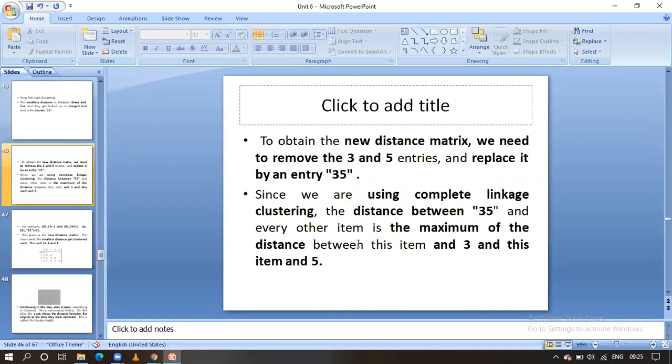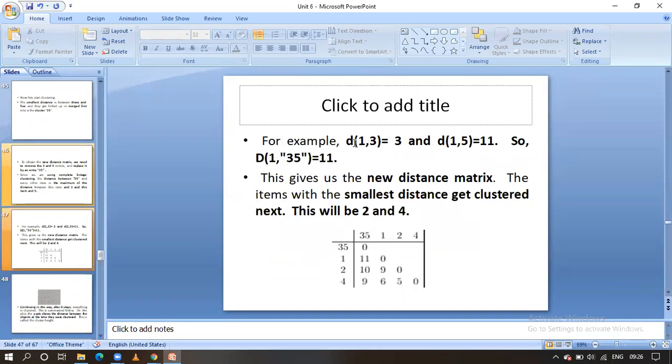For updating the distance matrix, guys, for 35, how are we going to get the values? The maximum value of the distance from 3 and 5, we have to place in 35. When we take the distance from 3 to that cluster, and likewise from 5 to that cluster, whichever has the maximum value, we have to update in the distance matrix for 35. Here previously the distance between 1 and 3 is 3 and between 1 and 5 is 11. Which one is the maximum value? That we have to update for 1 to 35. This is the 11 value.